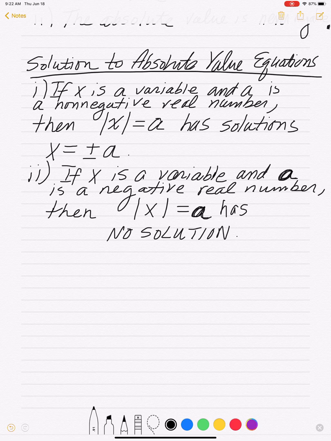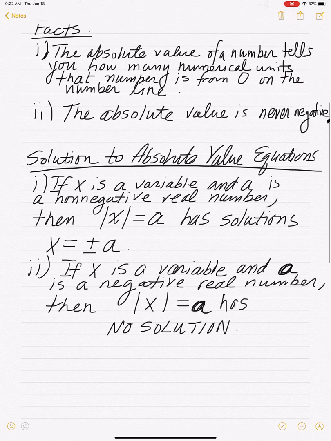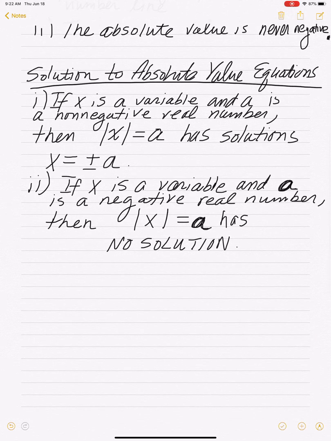Well, it has no solution because the absolute value of x is never negative, right? Absolute value is always at least 0. Right? There's that fact there. Earlier we had fact 2. The absolute value is never negative. So if you end up with the absolute value set equal to a negative, it's impossible. It's impossible. So there would be no solution to that equation.